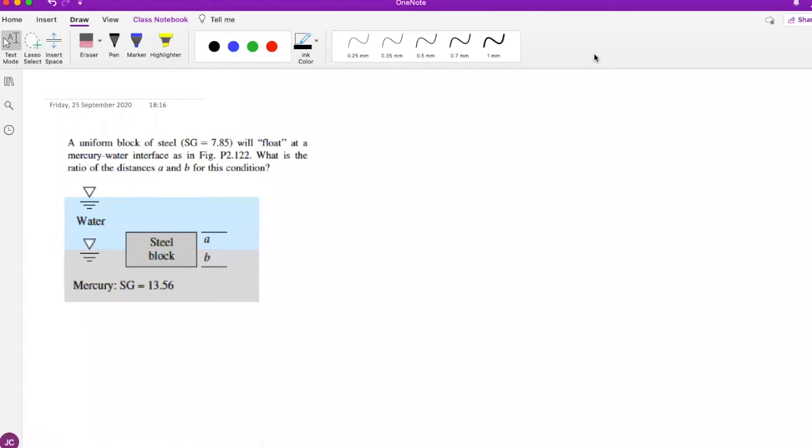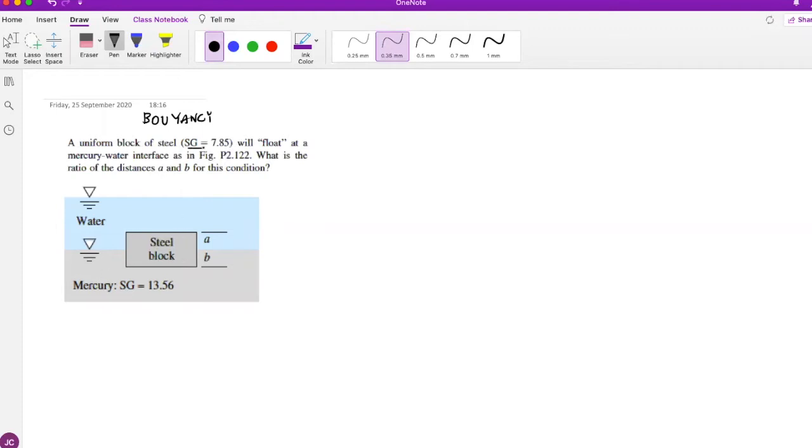So let's do this quick one. Okay, this is about buoyancy. Basically, the topic regarding this problem is buoyancy. And it has its issues, but I don't think it could be very complicated. Okay, so this steel block lying between water and mercury, it's floating there.